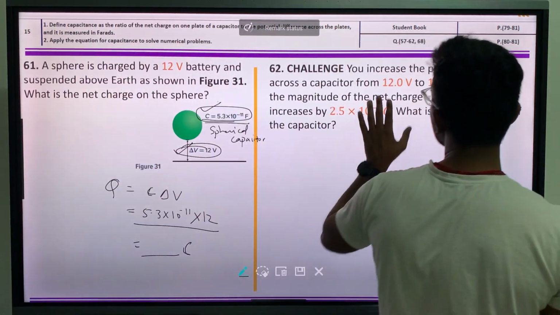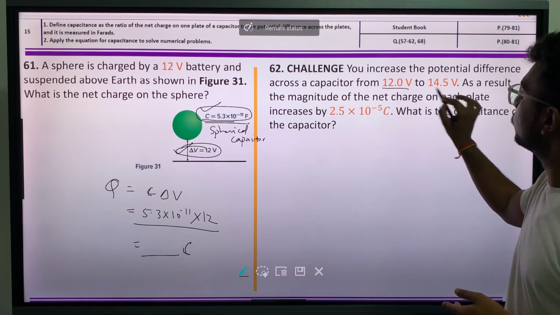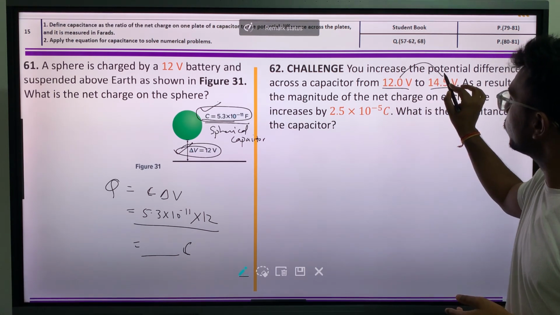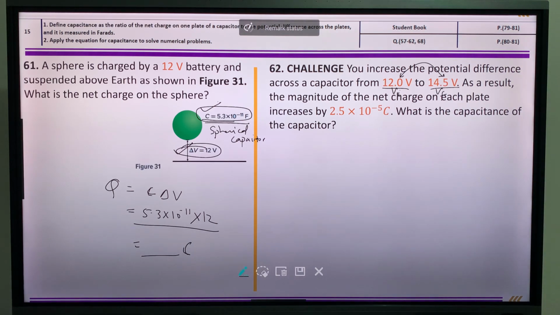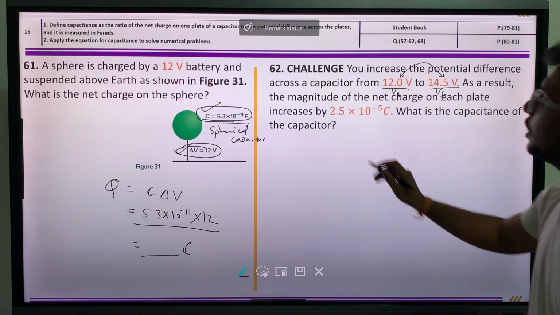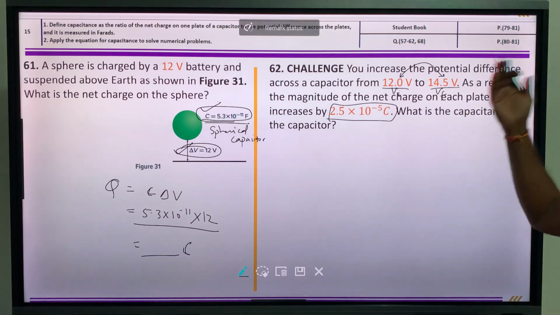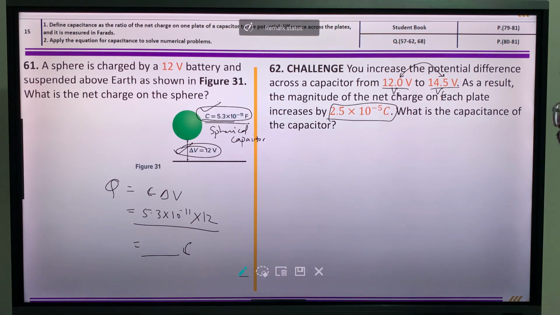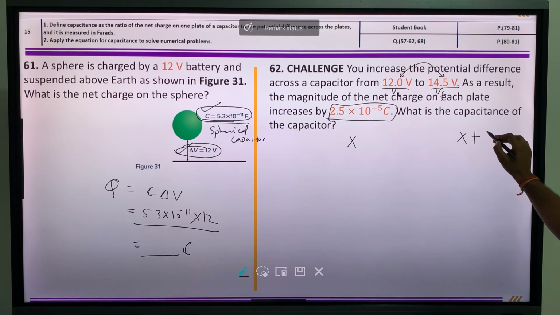You increase the potential difference across a capacitor from 12 to 14.5 volt. So it has been changed from 12 to 14.5 volt. Initially it was 12, finally it is 14.5. As a result, the magnitude of the net charge on each plate increases by 2.5 times 10 to the power minus 5. So initially whatever the charge was, it increased by 2.5 times 10 to the power minus 5. So if initially it was X, the charge increased to X plus 2.5 times 10 to the power minus 5.